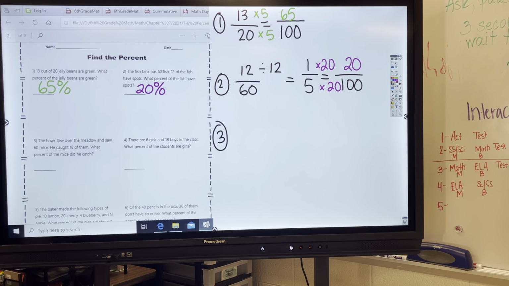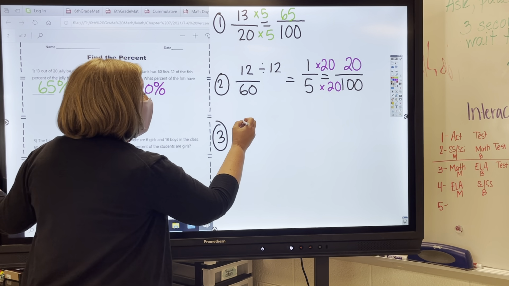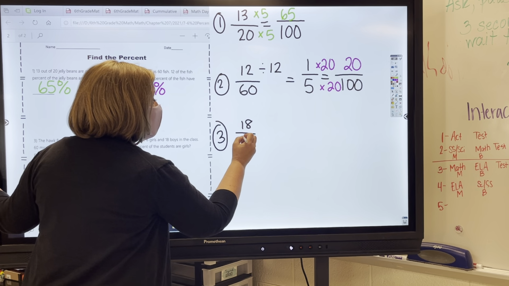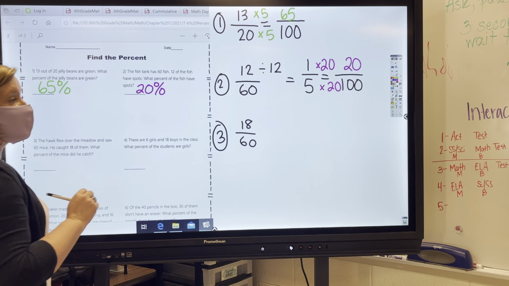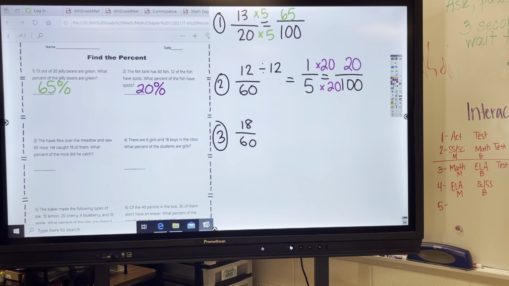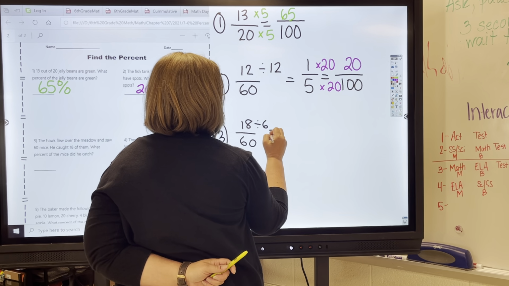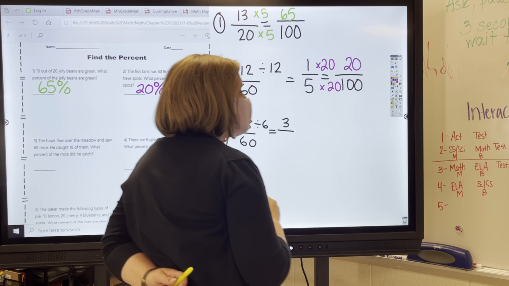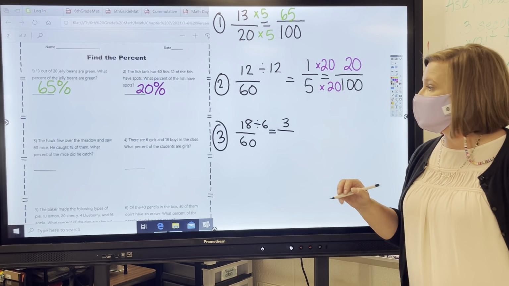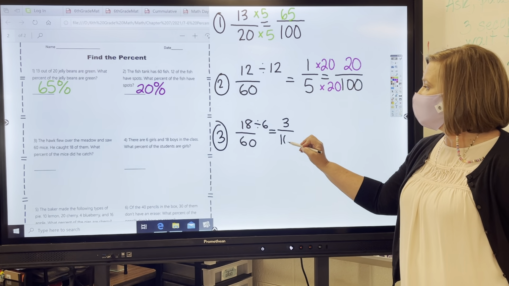He saw 60 mice. He caught 18 of them. What percent of the mice did he catch? So, he caught 18 out of 60 mice. I mean, that's pretty good. Can I reduce this? Yes. What do I divide by? 6. 18 divided by 6 is 3. 60 divided by 6 is 10.